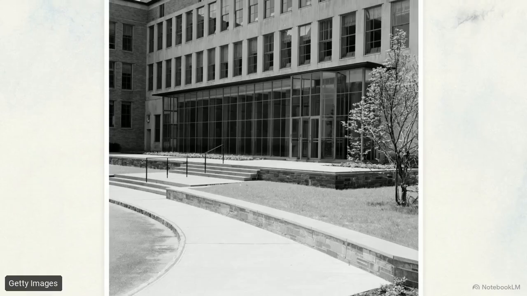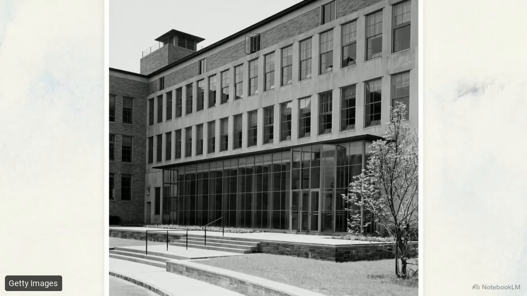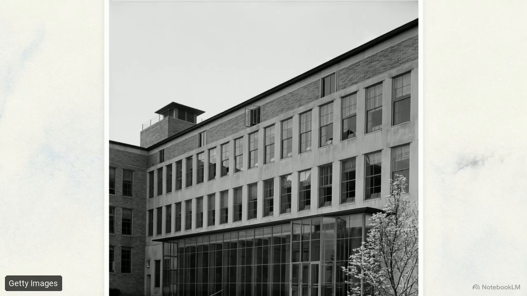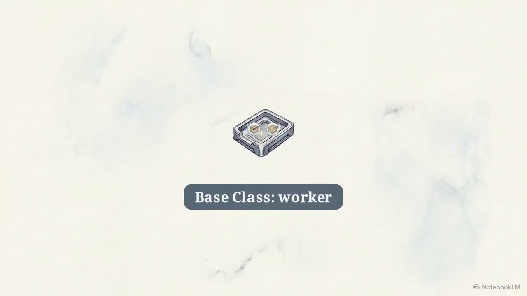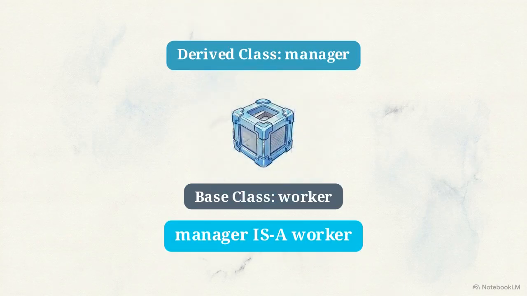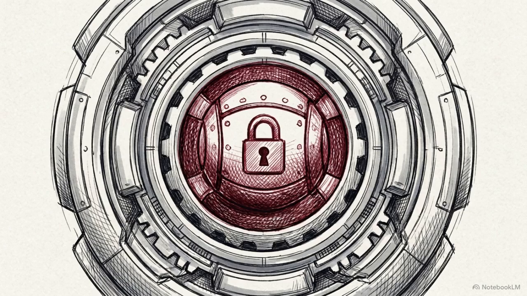As software grows, engineers need to reuse and extend an object's capabilities without rewriting existing code or breaking the base structure. This is inheritance. A new derived class, like manager, absorbs the properties of an existing base class, like worker. This forms an ISA relationship. A manager is a worker, but with additional features. However, inheriting a class does not automatically grant the derived class permission to bypass the base class's private boundaries. Memory protection remains in force.